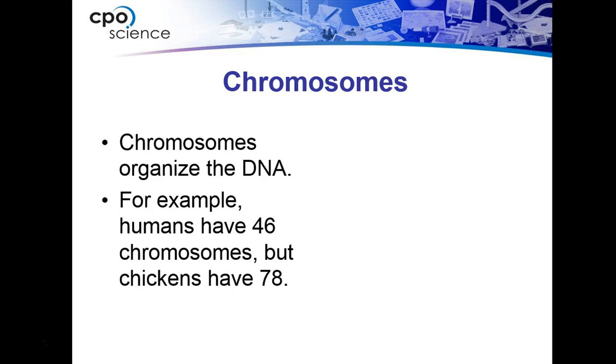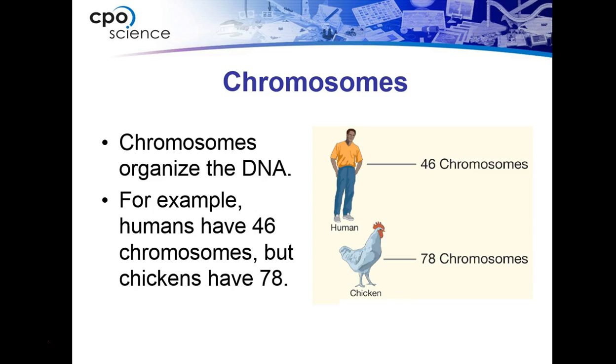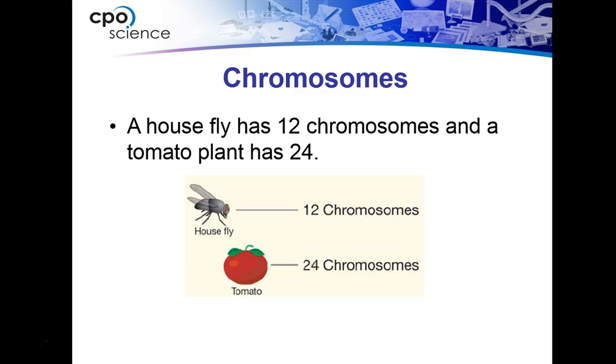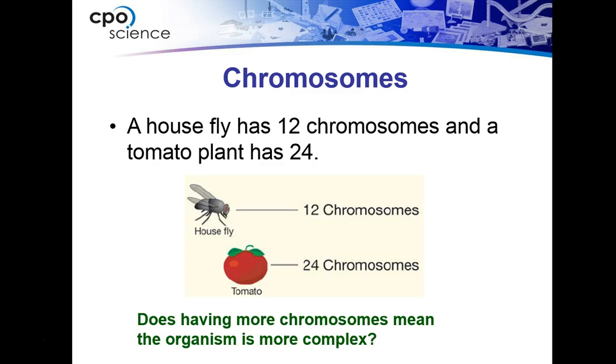There are some interesting facts about chromosomes. Chromosomes differ depending upon the organism. For example, humans have 46 chromosomes, and we'll be working with the organism of the human body quite a bit. Chickens have 78. So the question could be, does the organism type and its complexity actually result in more chromosomes? And the answer to that really is no. If you look here, the housefly has 12 chromosomes and a tomato plant has 24. So the more complex the organism, it doesn't really have a relationship to the amount of chromosomes.